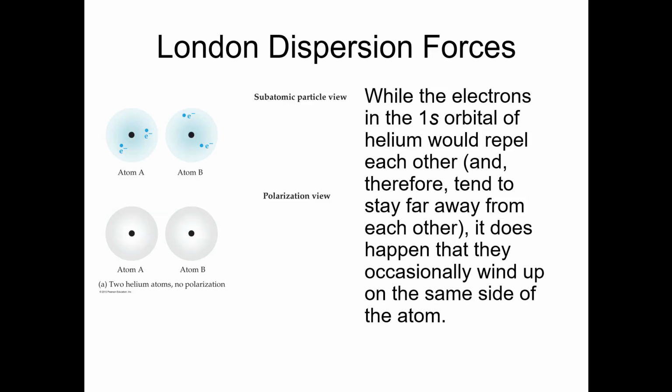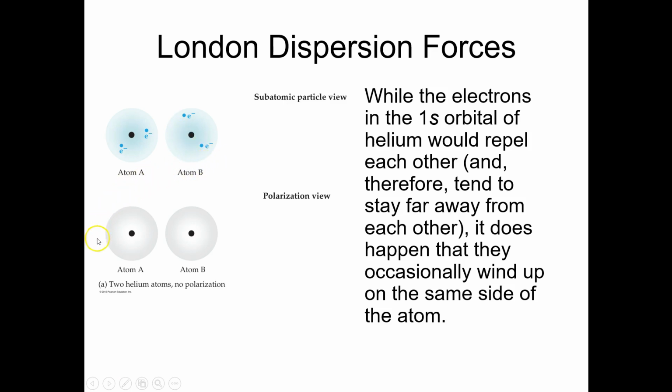The next type of intermolecular force we want to talk about are what are called London dispersion forces. And this is a little bit more subtle, but not that difficult to understand. And what we're using as our example here is a couple of helium atoms. Now, helium atoms have 2 electrons, and because electrons tend to repel each other, it's generally the case that the electrons in a helium atom are, at any particular time, probably going to be as far away from each other in that atom as they can be.